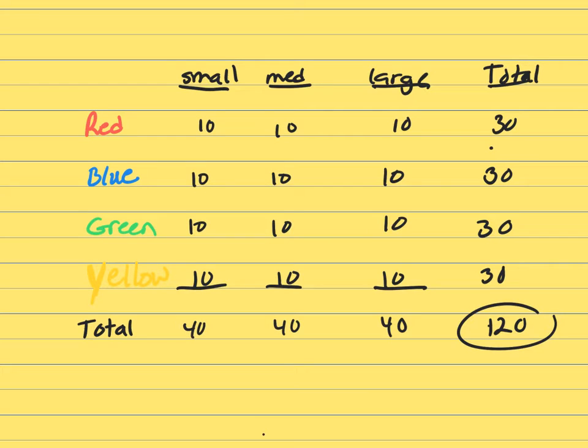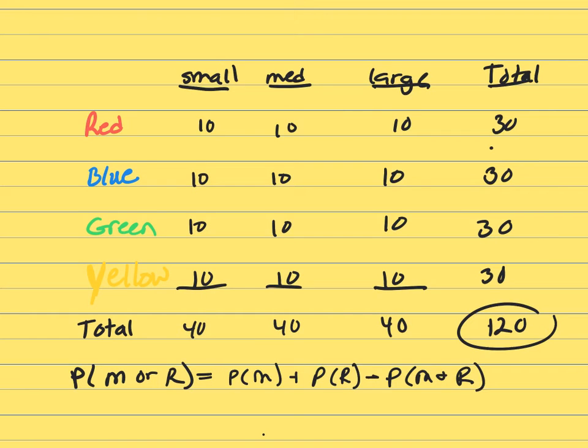What's the probability that the truck she selects will have at least one of the two features? So we want to figure out the probability of medium or red. Using the addition rule, we know that's the probability of medium plus the probability of red minus the probability of medium and red. That's going to subtract off if you've double counted.